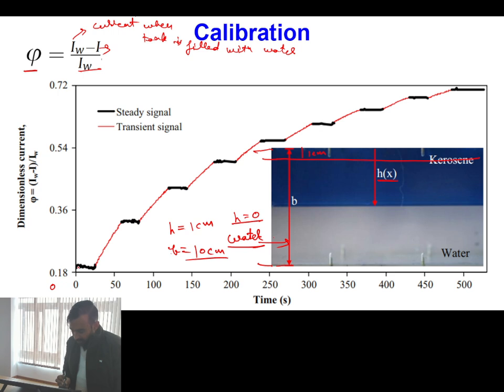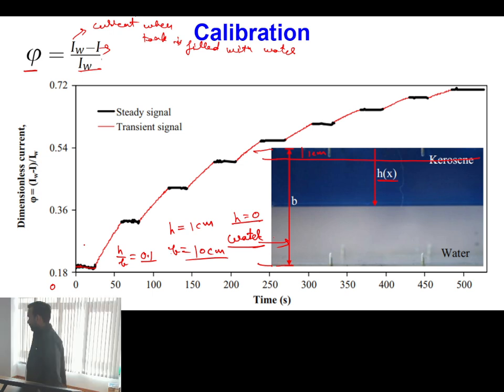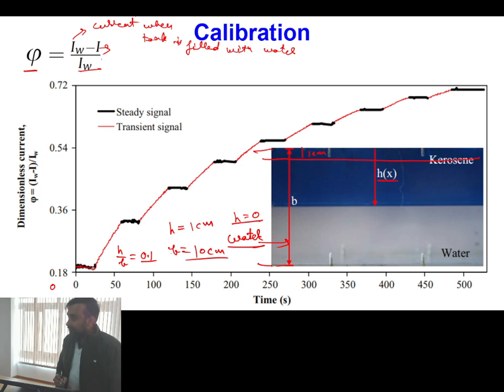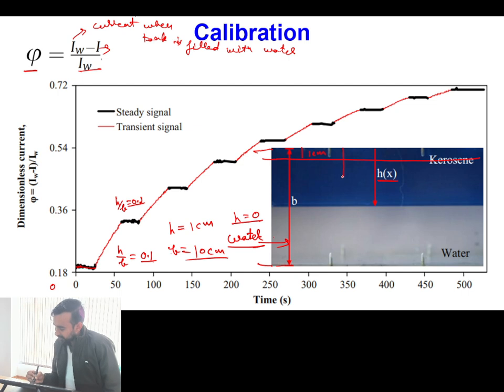Corresponding to this situation, if I calculate H by B, it comes out to be 0.1. So for H by B of 0.1, if I take the current signal, this is my data. This is the signal from any single photodiode. Now, from this point to this point, H by B was maintained close to 1. Then in the next step, H by B is equal to 0.2. So I have now filled the kerosene up to 2 centimeters.